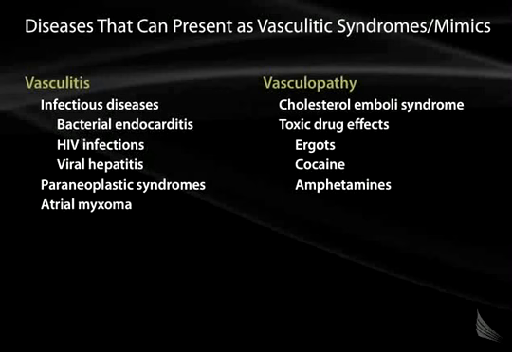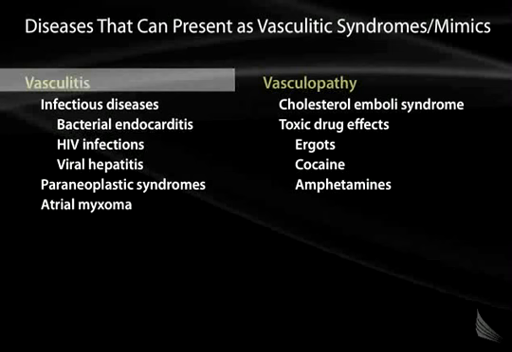There are a variety of diseases that can present as vasculitis syndromes or can mimic any of the specific vasculitides.